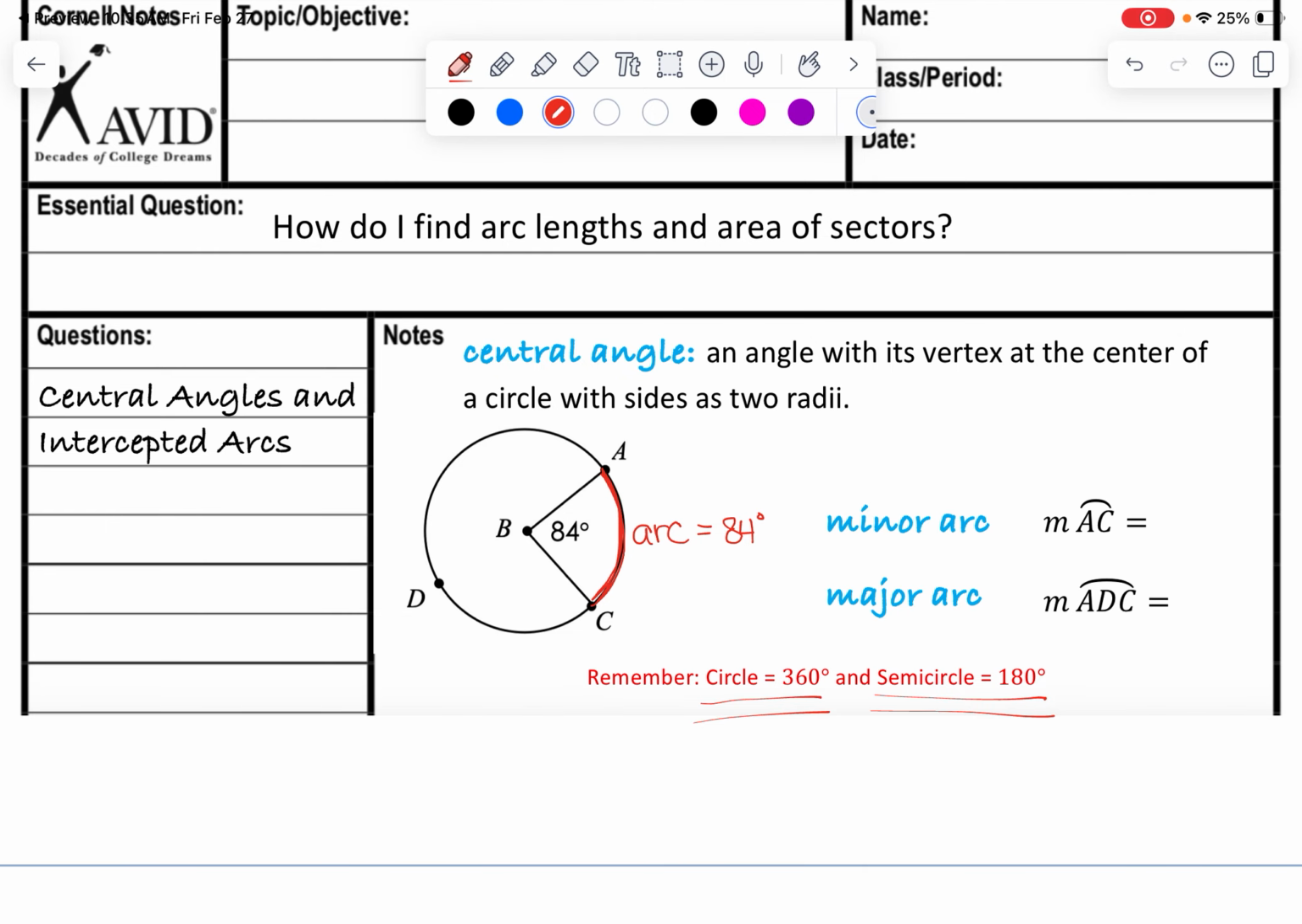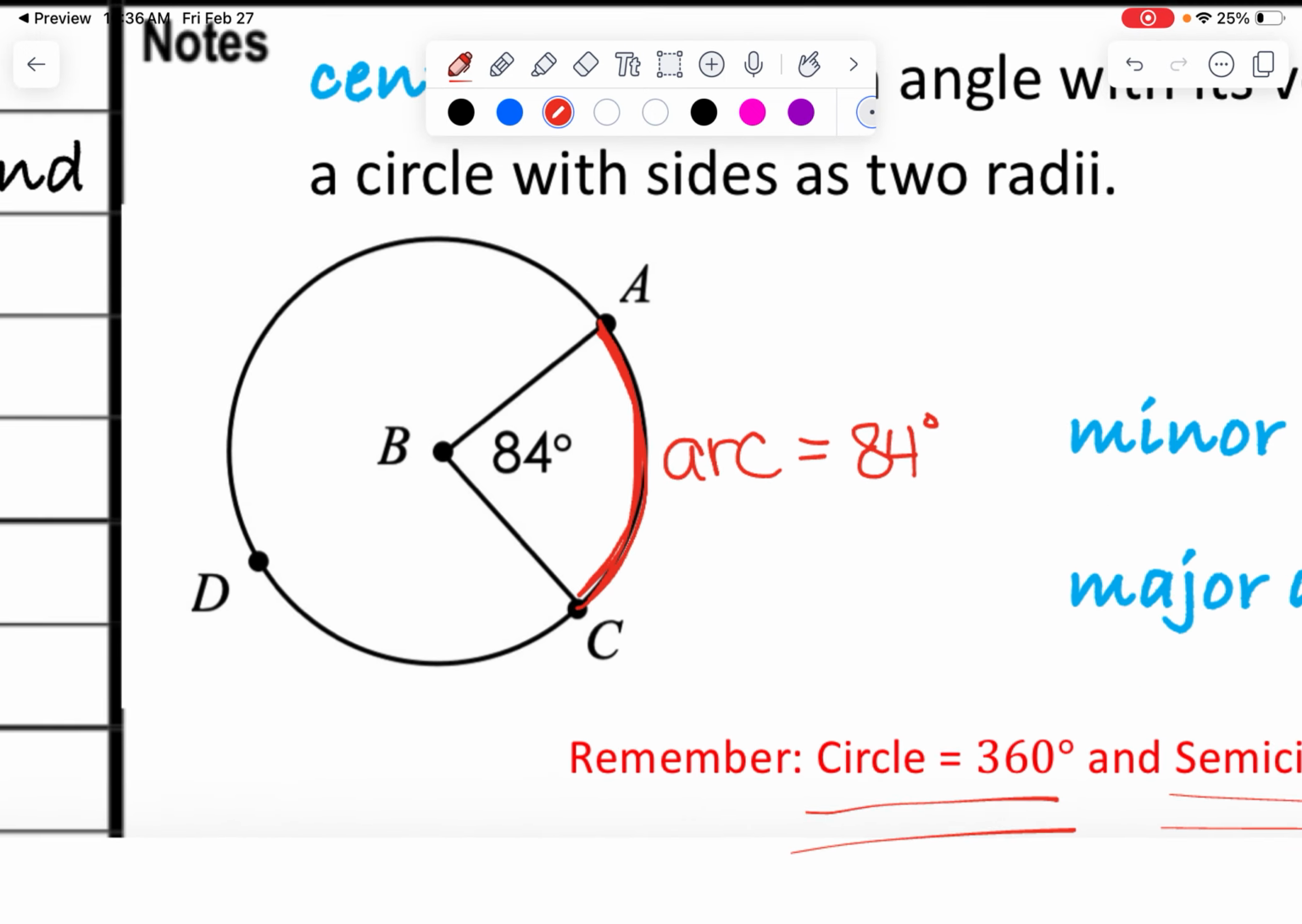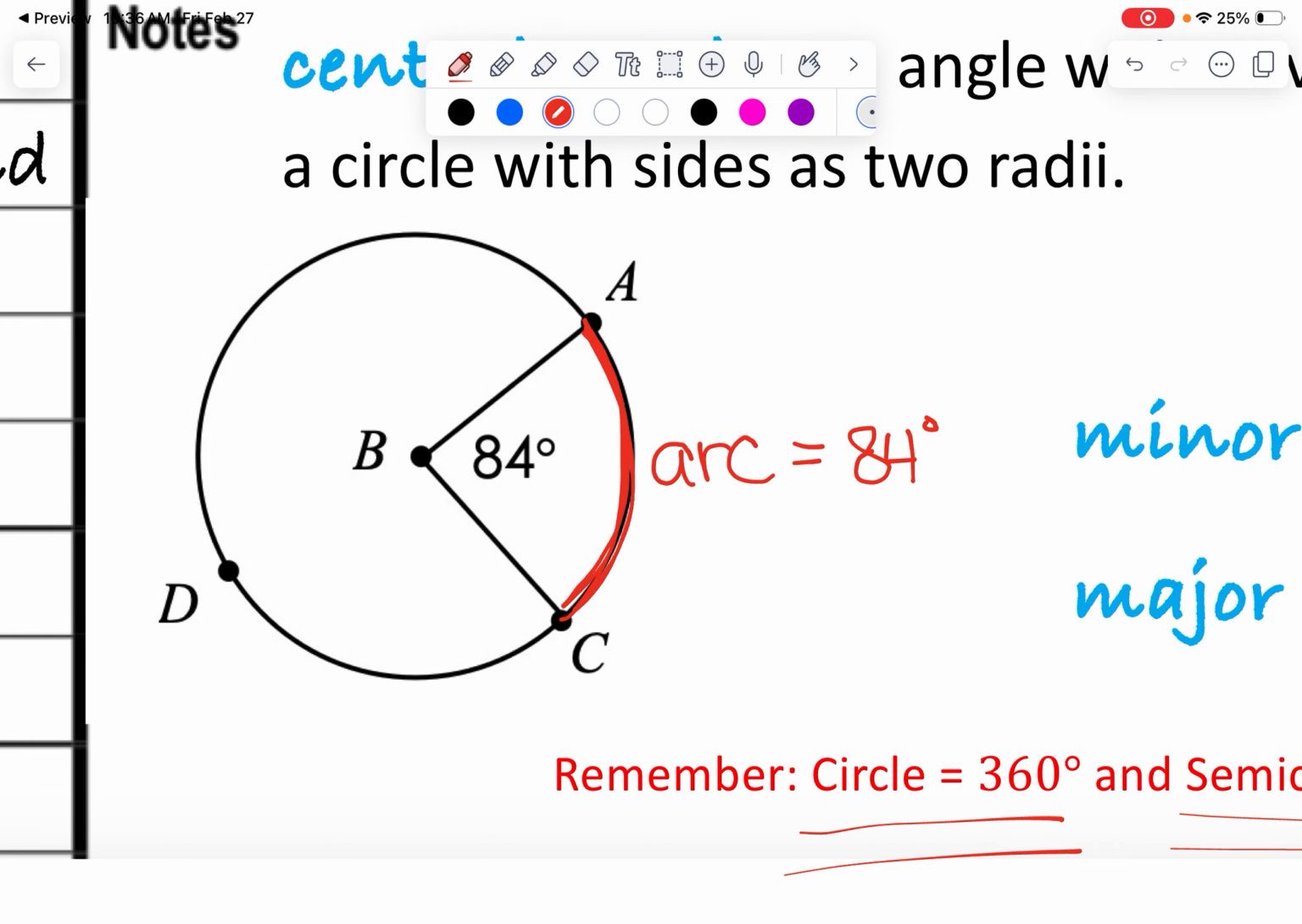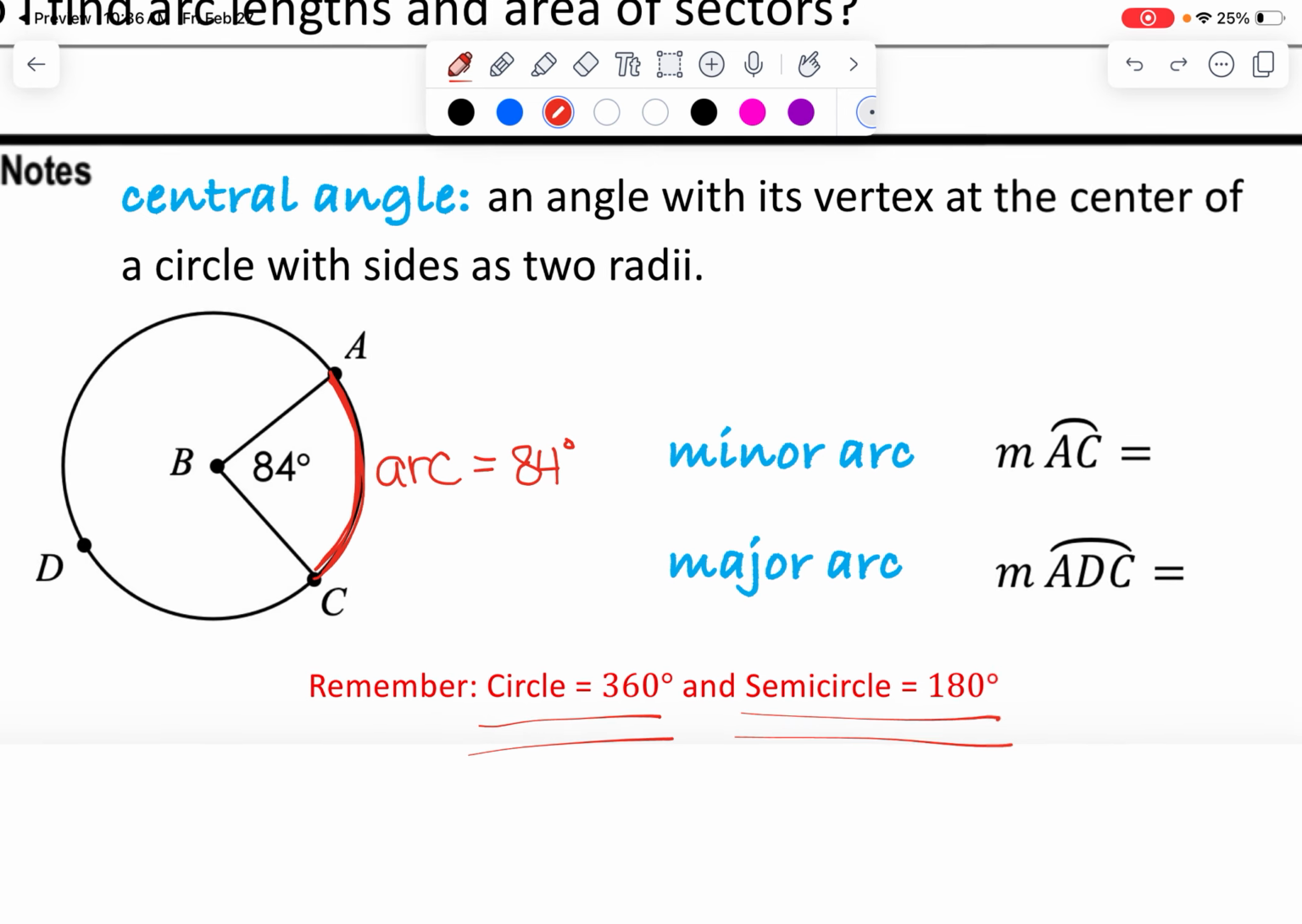And so this arc right here that I've highlighted in red is called an intercepted arc, because that angle right here intersects with that arc. So we say it's an intercepted arc, but it's the arc that's formed there. So, okay, we have 2 kinds of arcs. We have minor arcs and major arcs.